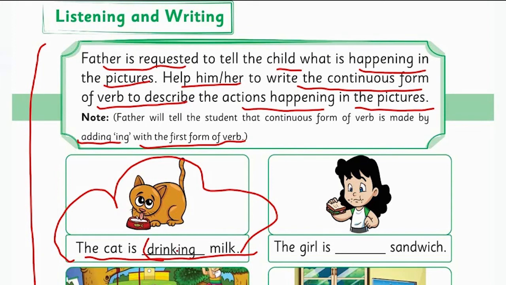Drink is a verb and we have added ing to it, so it's drinking. The action is still going on. The second one, you can see the girl is having a sandwich in her hands and she's eating. Yes, the girl is eating. Eat is a verb and we have added ing to it to make it present continuous tense.